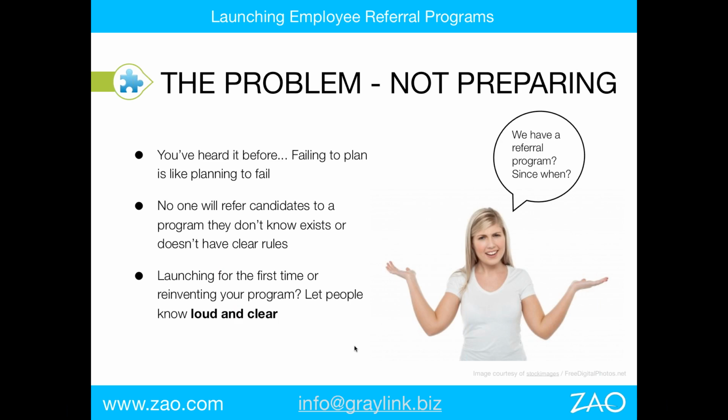Another problem, and we can't just blame employees, is that the programs are typically poorly prepared and communicated. Failing to plan is like planning to fail, especially when it comes to employee referrals. So if your program isn't clearly defined and doesn't have clear goals and objectives set out, employees are much less likely to refer. And employees aren't going to make an effort to refer great people if they don't even know that the plan exists or how it works.